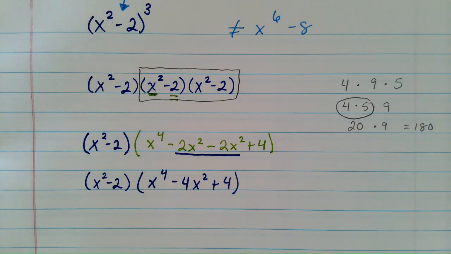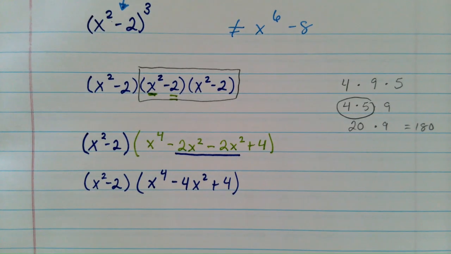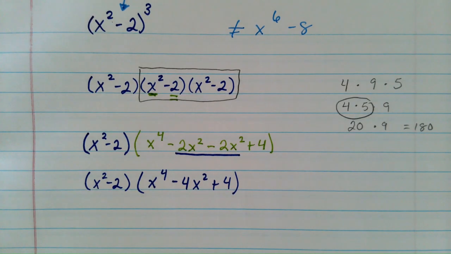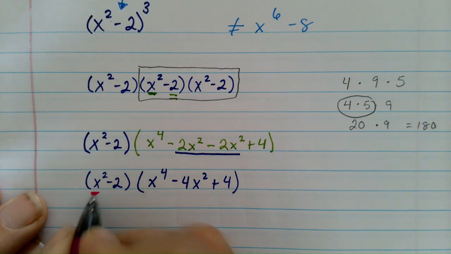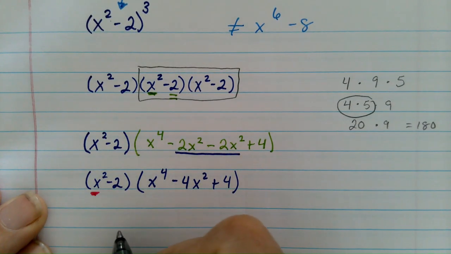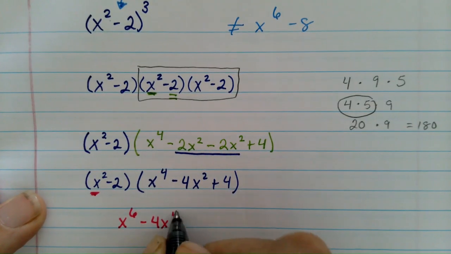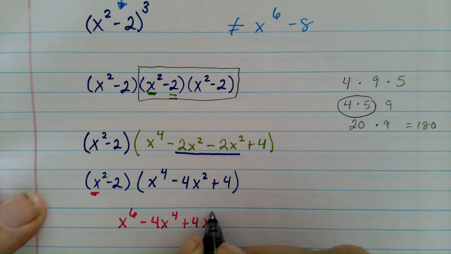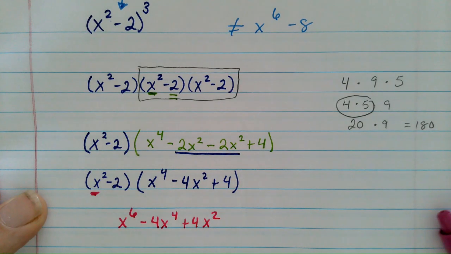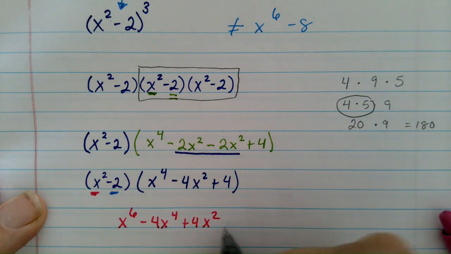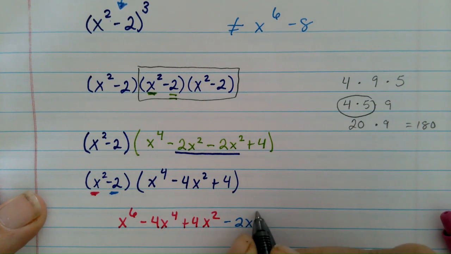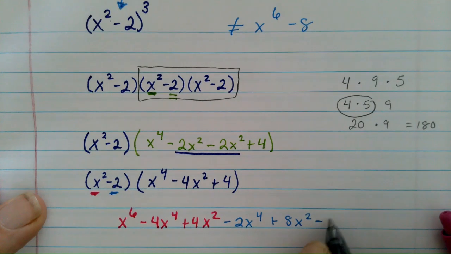Okay, and now I need to multiply again. Again, I'm going to double distribute. I'm just going to color code this one a little bit more. Right now I'm going to distribute x squared. Again, you could use the 2 by 3 grid. x to the 6th minus 4x to the 4th plus 4x squared. And now I'm going to distribute the negative 2. Negative 2x to the 4th plus 8x squared minus 8.